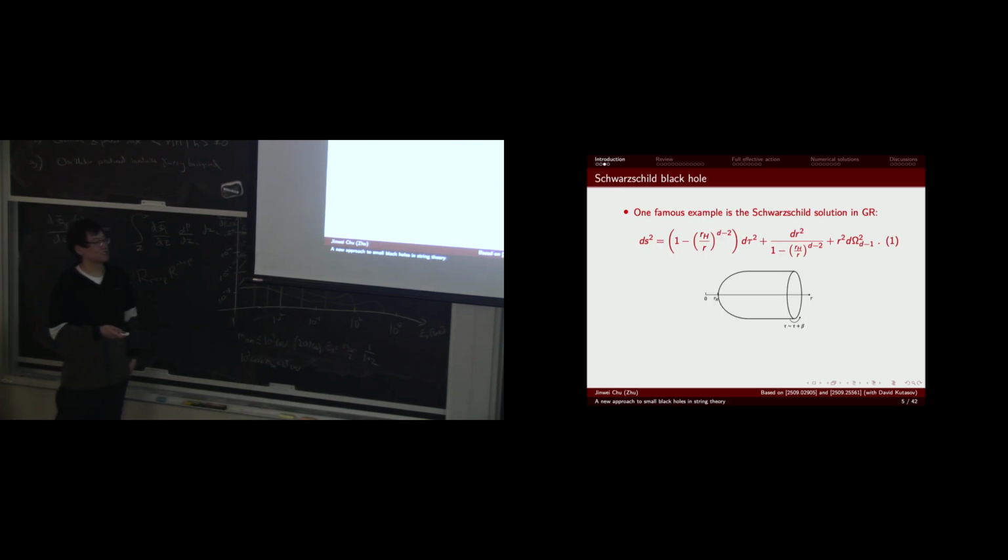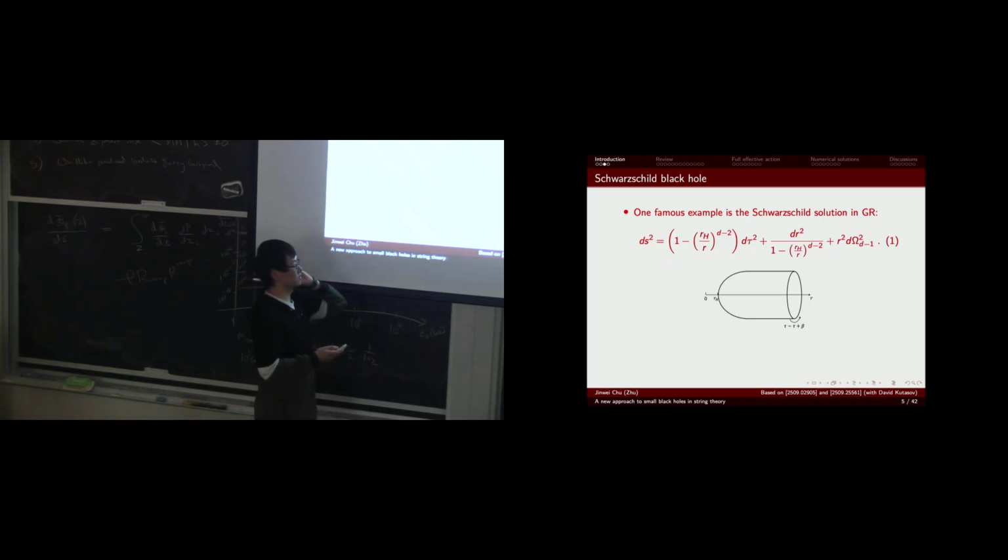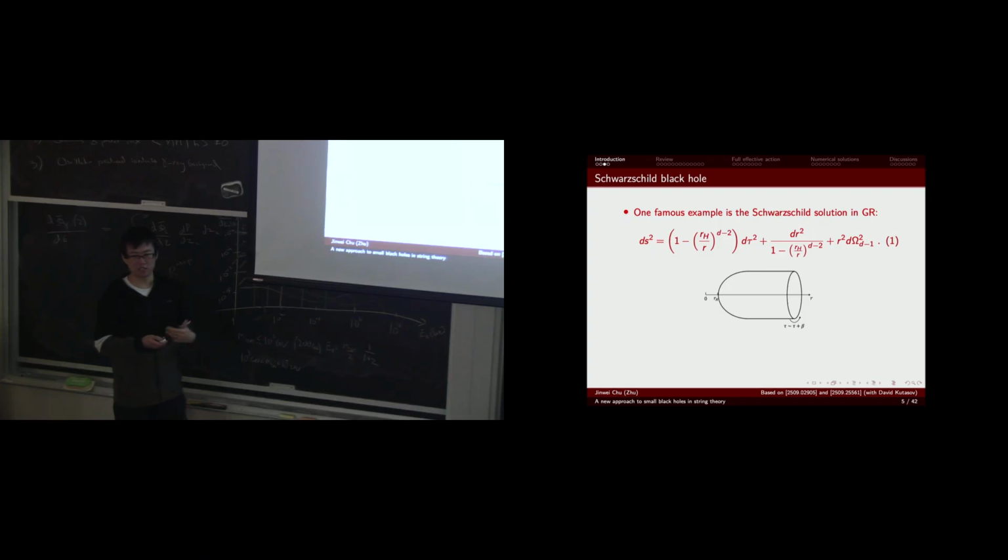One famous example of such classical solutions is the Schwarzschild solution. Specifically, it's a solution of general relativity and is given by this metric. Here, this Euclidean time tau is identified with tau plus beta. When the radial coordinate r is at infinity, you can see that g_tau tau is equal to 1, which means that the circumference of the tau circle is fixed to be beta at infinity. As r goes inward, g_tau tau decreases, which means that the tau circle starts to shrink. It shrinks to zero size at some finite radius, denoted by r_H, also known as the horizon radius.